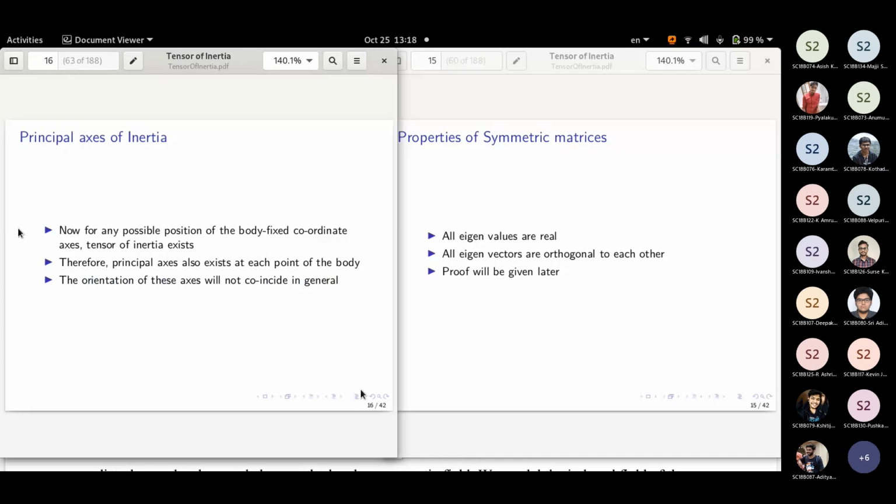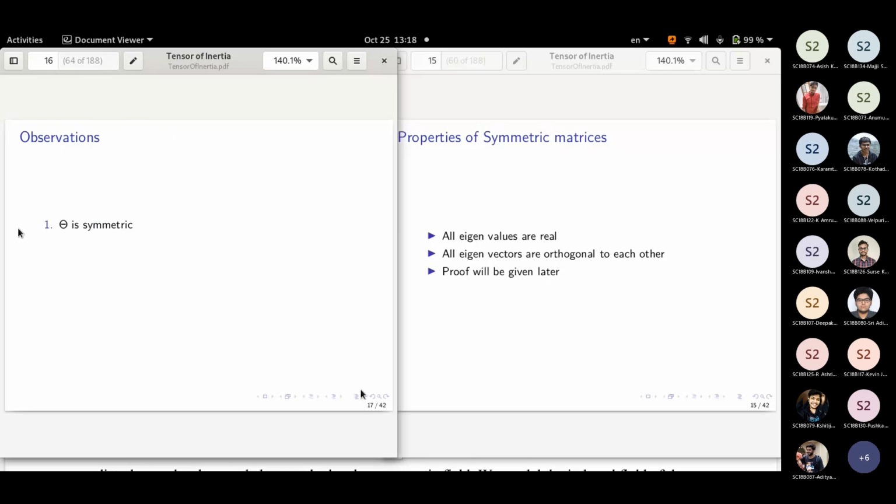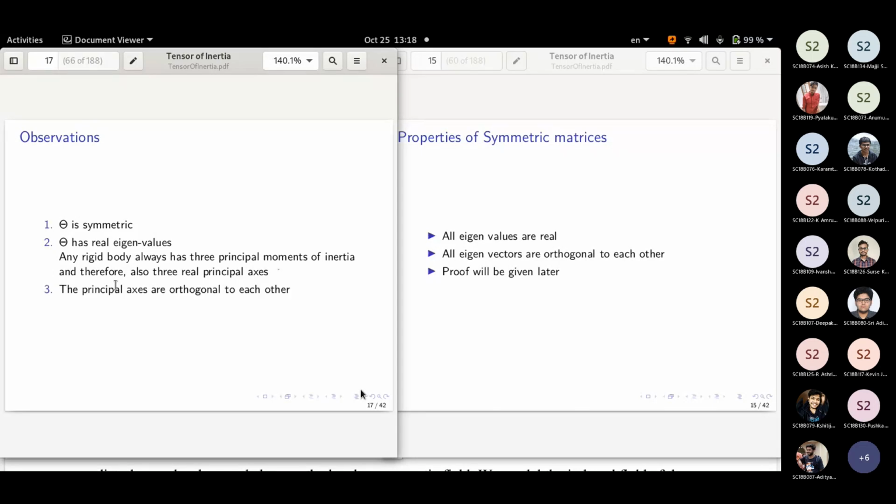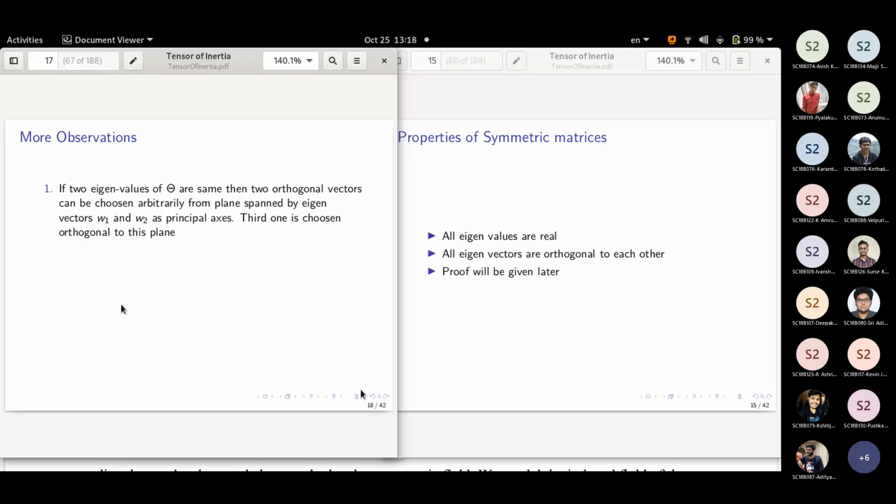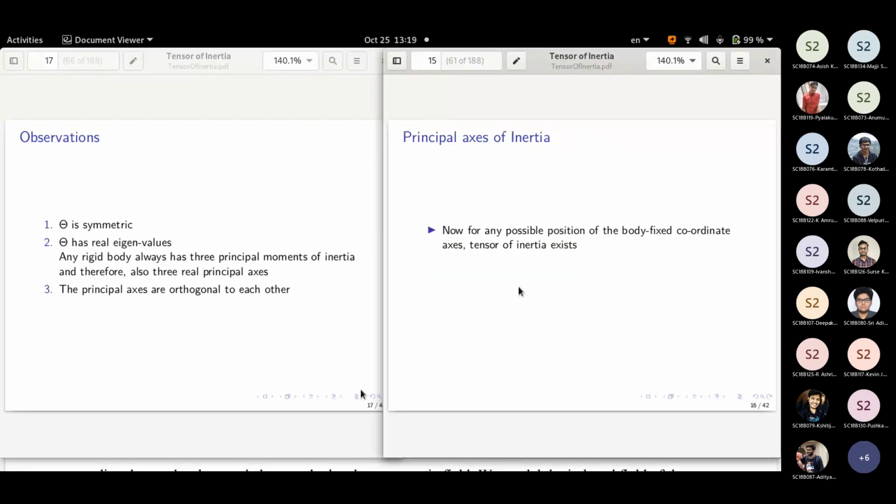So the orientation of these axes in general will not coincide with each other. We will see that. So the observation is theta is symmetric. Theta therefore has real eigenvalues because we have shown that symmetric matrices have real eigenvalues. So any rigid body always has three principal moments of inertia. And these are related to these three principal axes, real axes. The principal axes are also orthogonal to each other. So now, more observations before we move on to the proof.